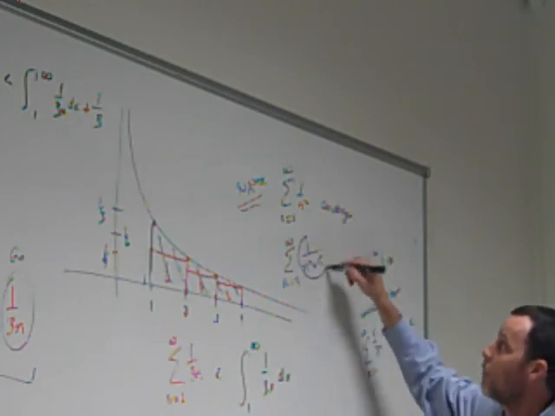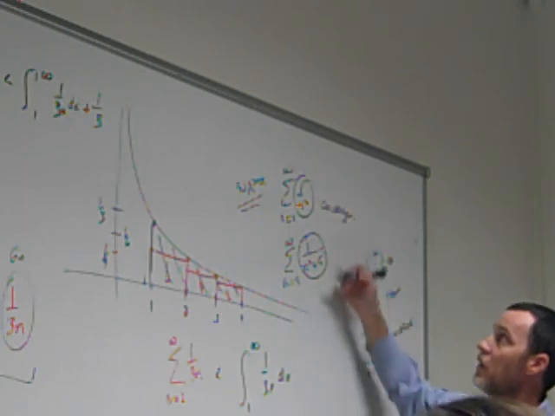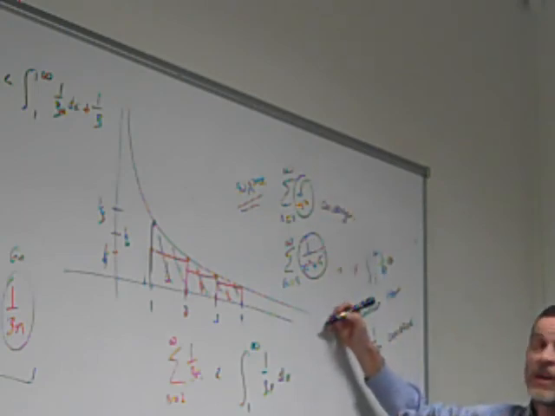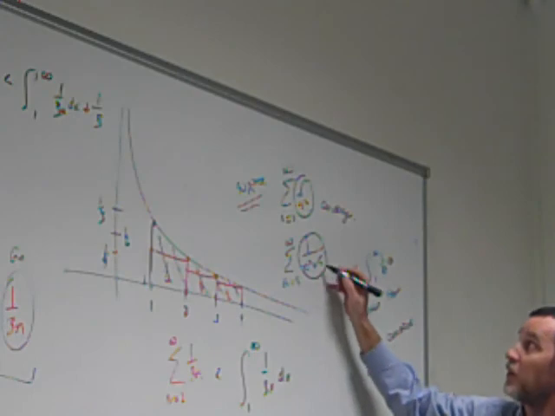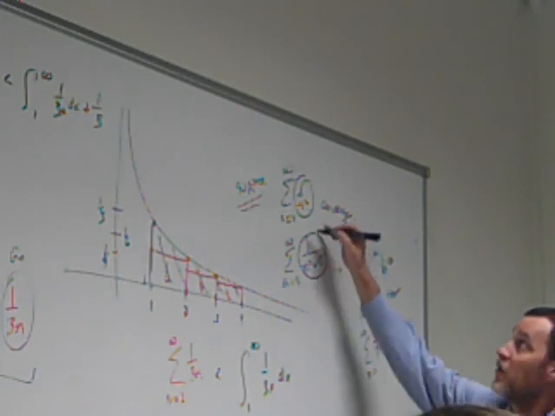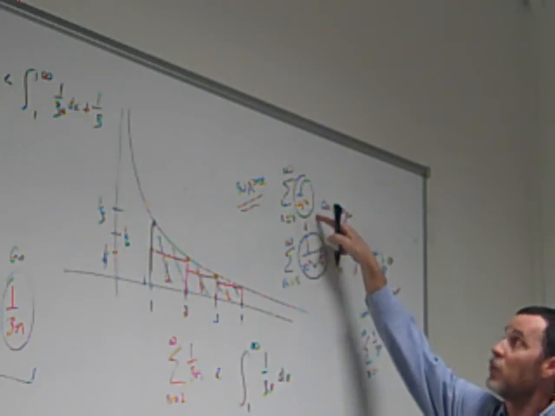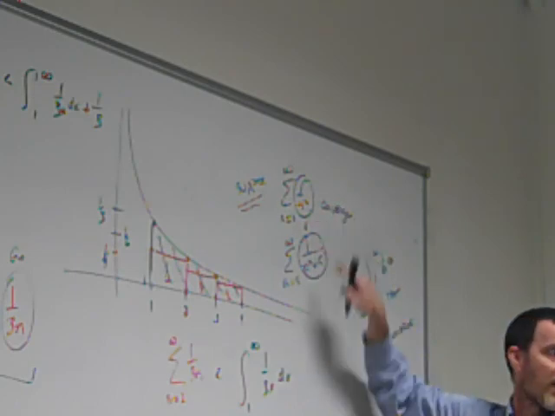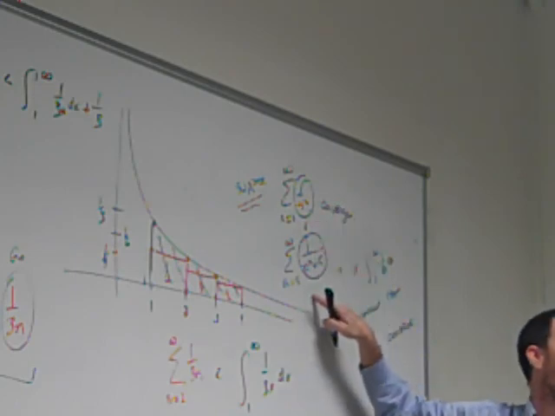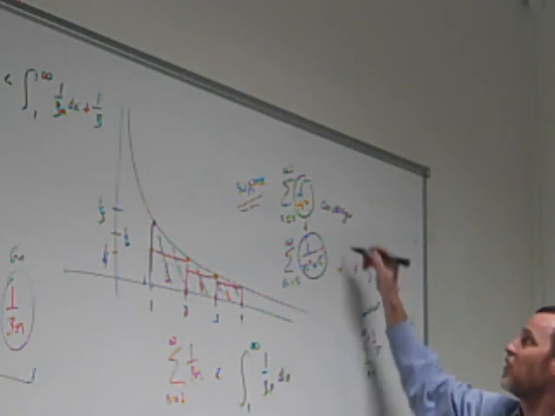But what if I put this? How does this number compare to this number? Which is bigger? The top one. The bottom one is smaller. The denominator here is bigger, so this one is less than that, right? Well, then if this one converges and this one is smaller than that, what does this one do? It converges.